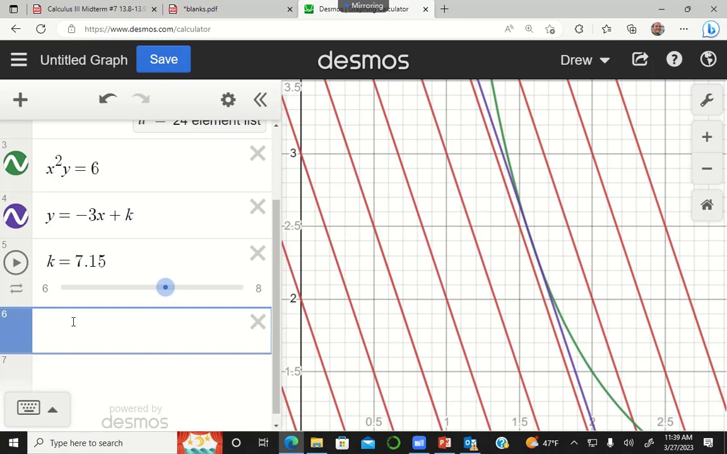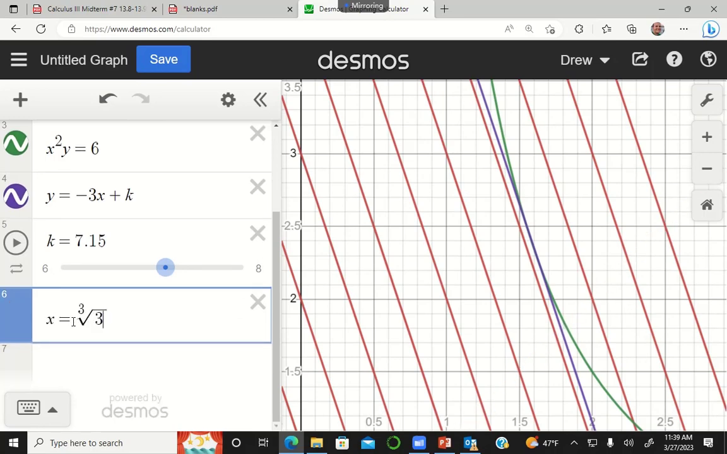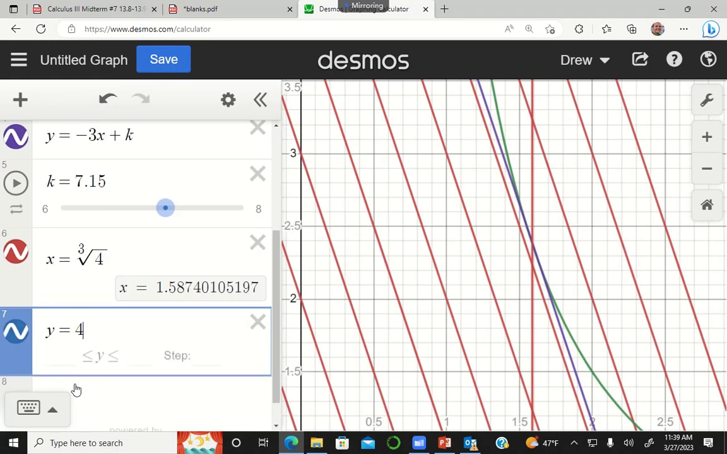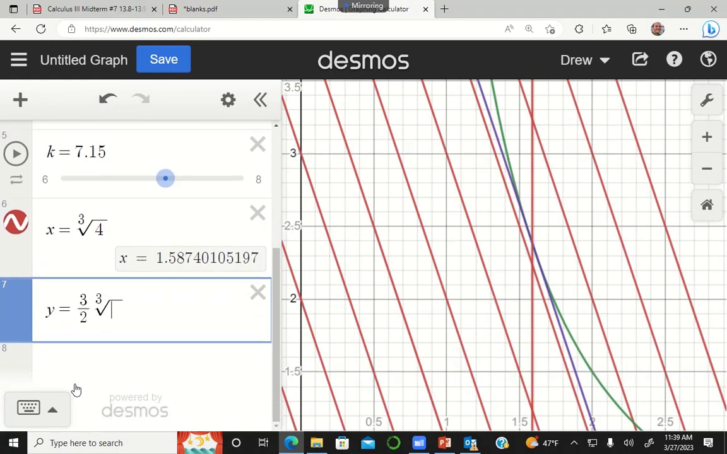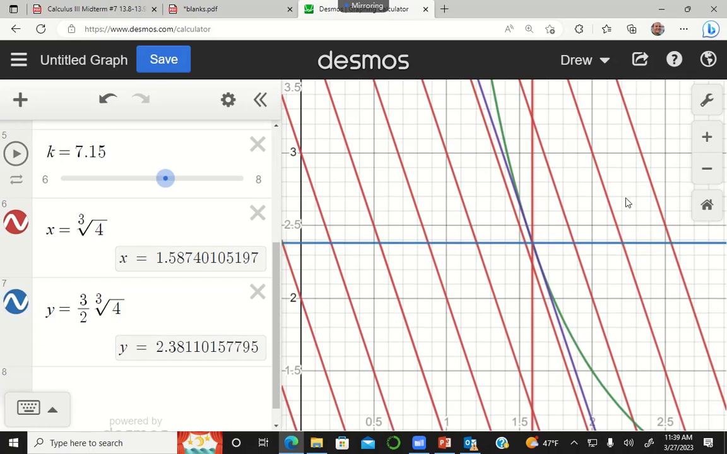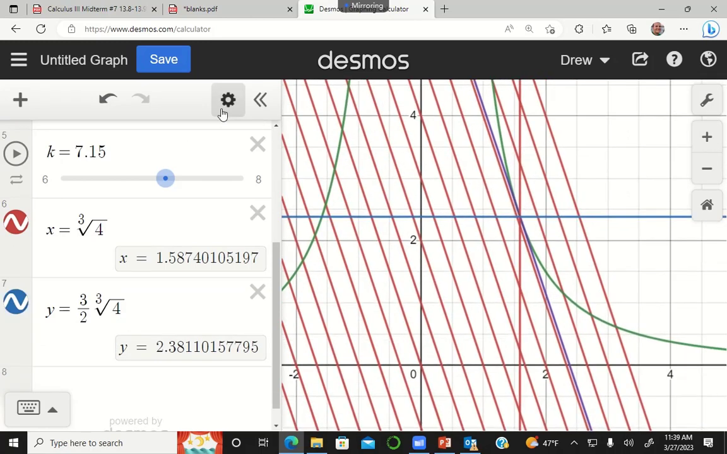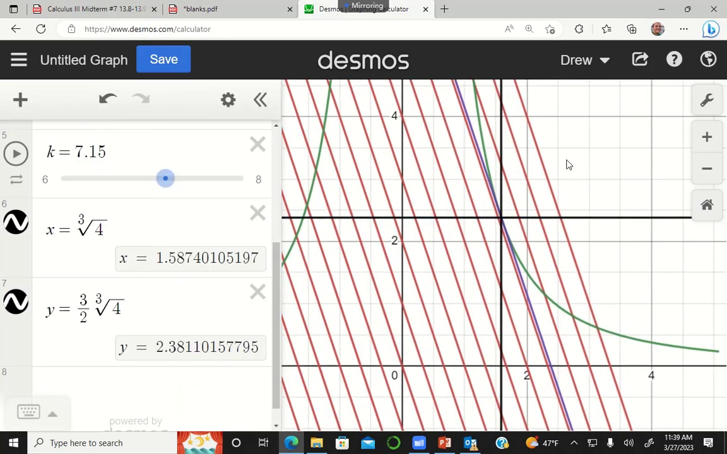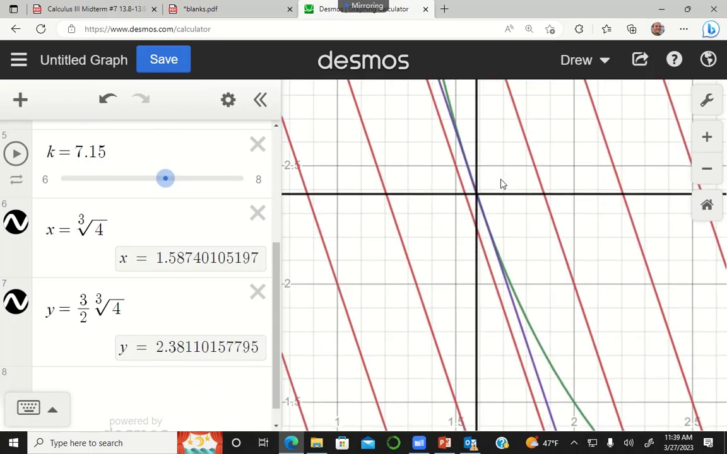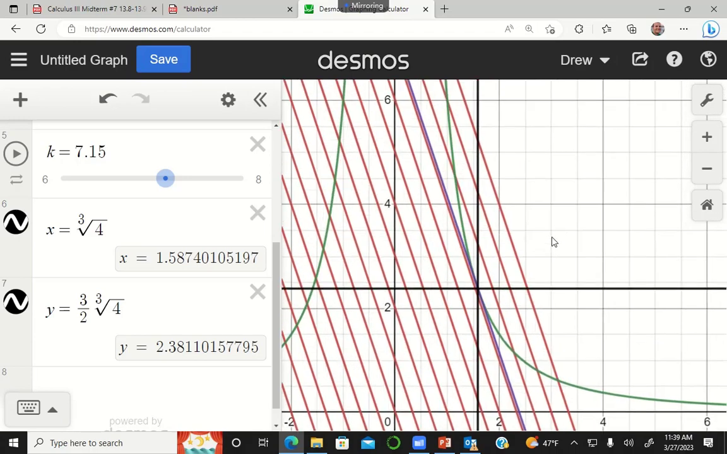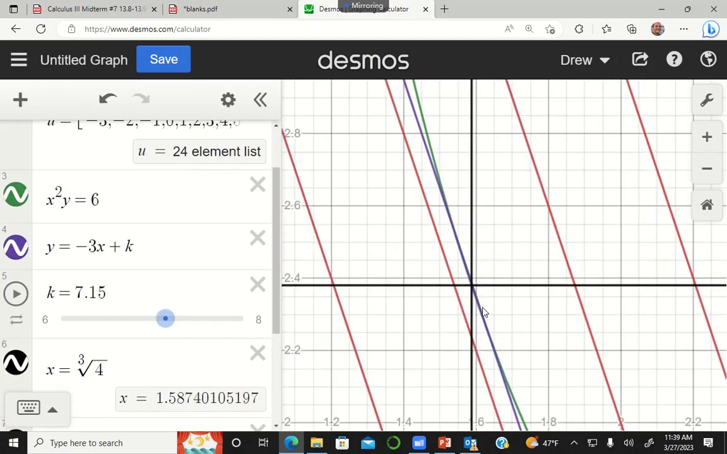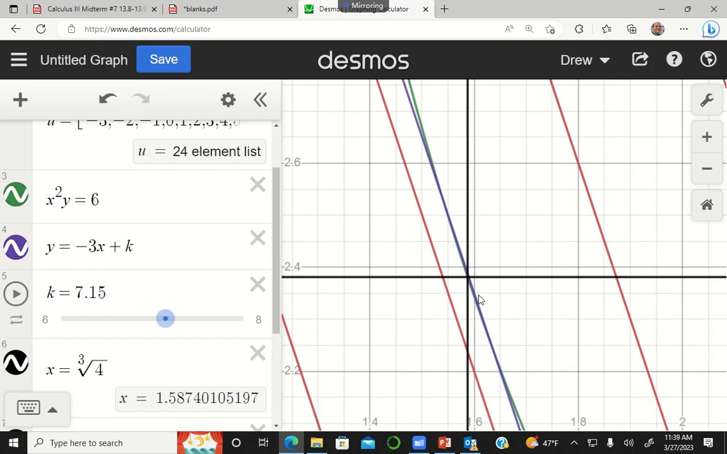Okay, so the x value we found was the cube root of 4. And then the y value we found was 3/2 times the cube root of 4. Okay, so that point, let me make those a different color. That point that we found using the method of Lagrange multipliers actually seems to be the place where my constraint curve is parallel to my level sets. Okay? So it seems like the method of Lagrange multipliers gave us the right answer.